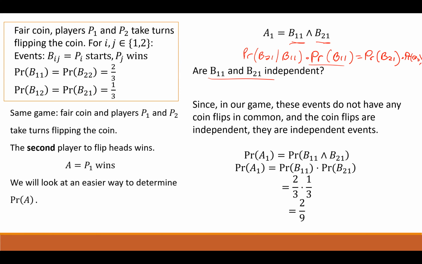But intuitively, we can sort of understand that, yes, B21 only happens if B11 happens, but all the coin flips are independent, which means that if I know that both of these events happened, then the probability that they both happened is equal to the product of their individual probabilities, right? Hopefully that makes some sort of sense. So yeah, my probability of A1 is probability of B11 times the probability of B21, which is 2/3 times 1/3, which is 2/9. All right, questions? All right.